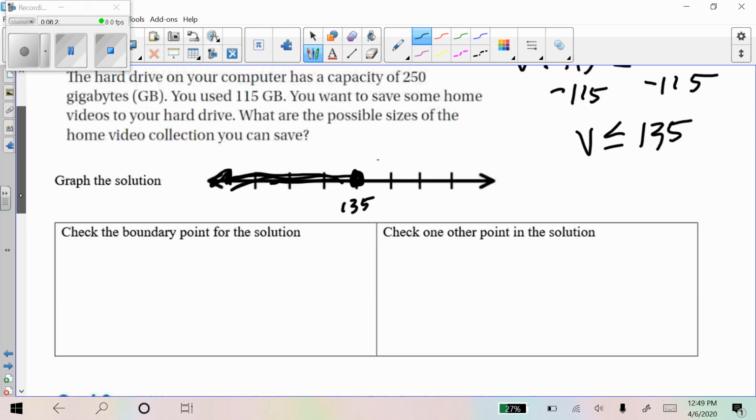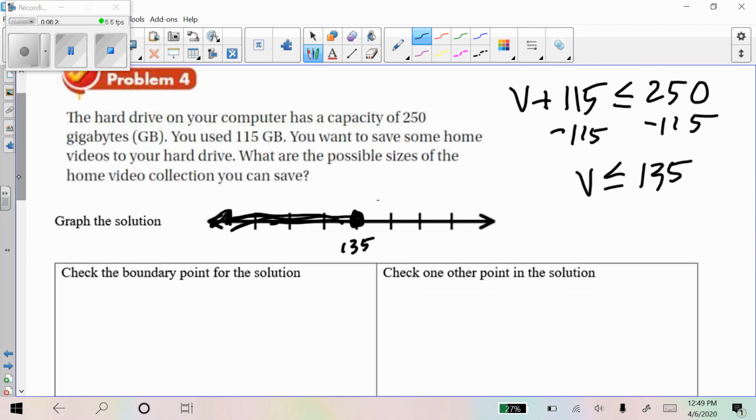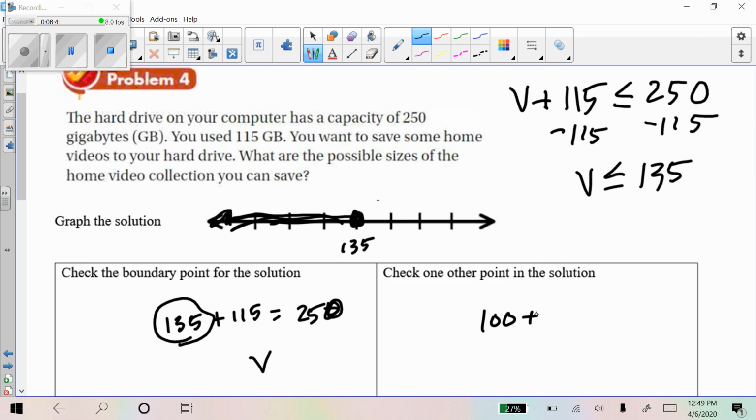And then to check to see if you got that right, if you do 135 plus 115, that's the boundary point, 135. That should be exactly equal to your capacity, which is 250 if you got the right number, which we do. And then another point in the solution is any number that's less than 135, like maybe 100. If I do 100 plus 115, that's 215, and that's definitely less than 250, so that checks also. All right.